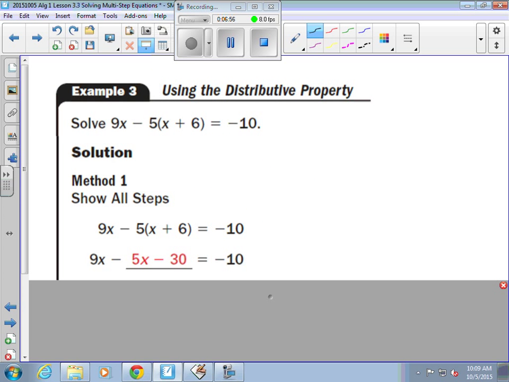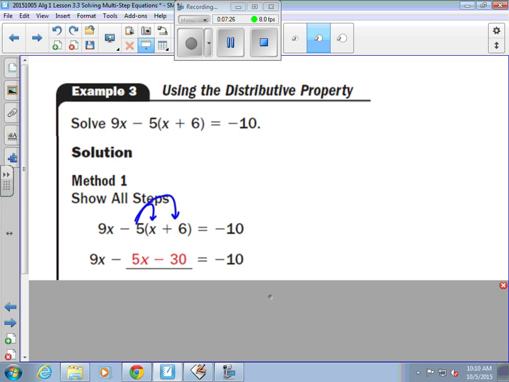Example number 3 is using the distributive property. 9x minus 5 times x plus 6. If you multiply, remember, same thing holds true. You want to make sure the left side is completely simplified before you try to move anything across. Negative 5 can multiply by x and 6, or it can distribute. Times x is negative 5x, and times 6 is negative 30.